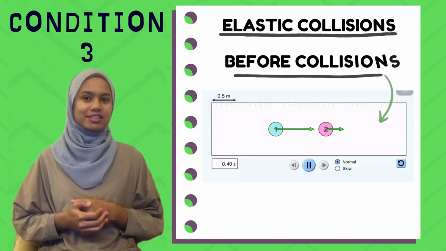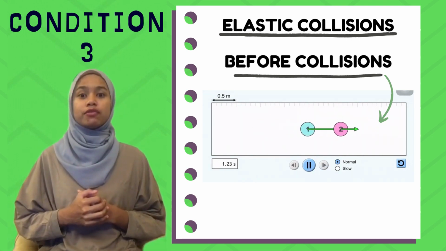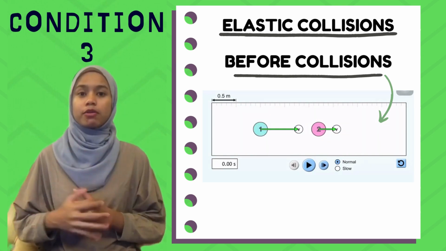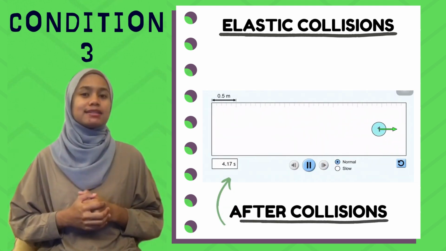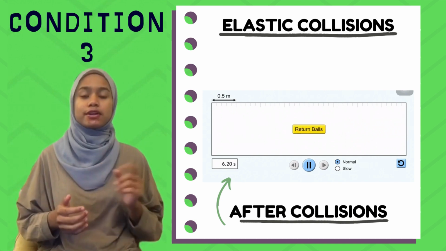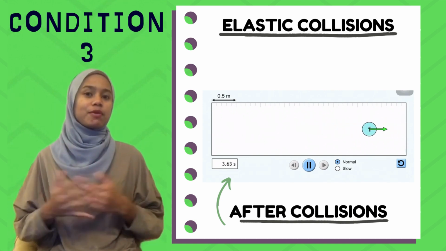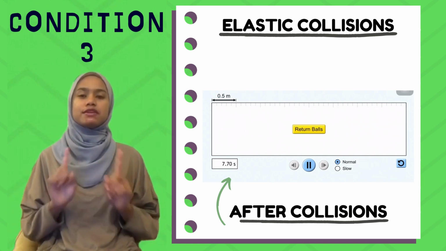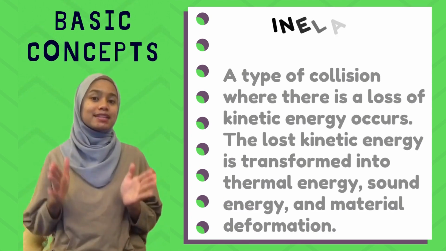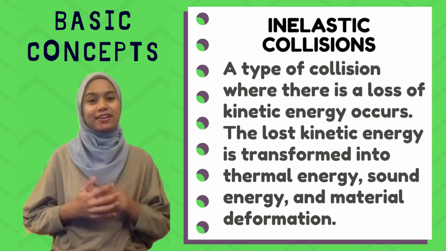The last condition of elastic collision: before they collide, both the first ball and the second ball are moving in the same direction. After they collide, we can see that the second ball moves faster than the first ball. Besides that, you can notice that both balls are still moving in the same direction but with different velocities. That's all for elastic collisions. Let's move on to inelastic collision.